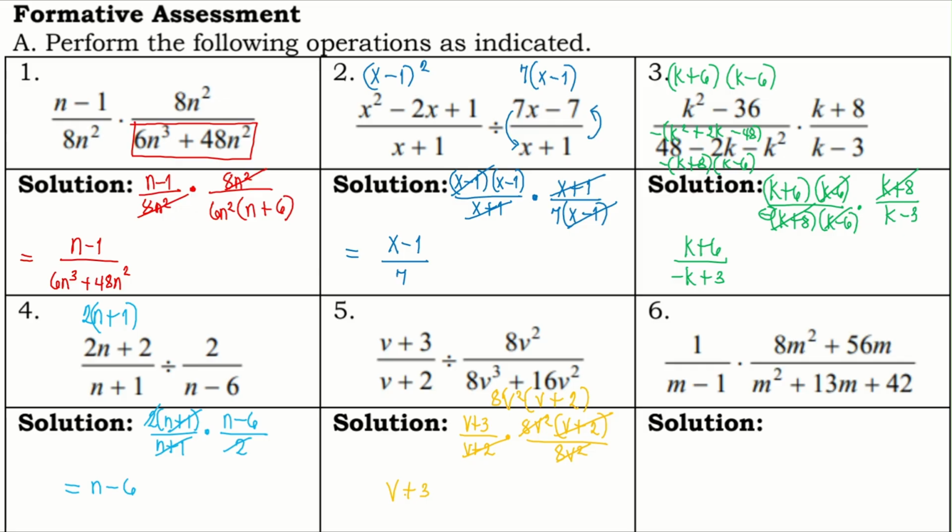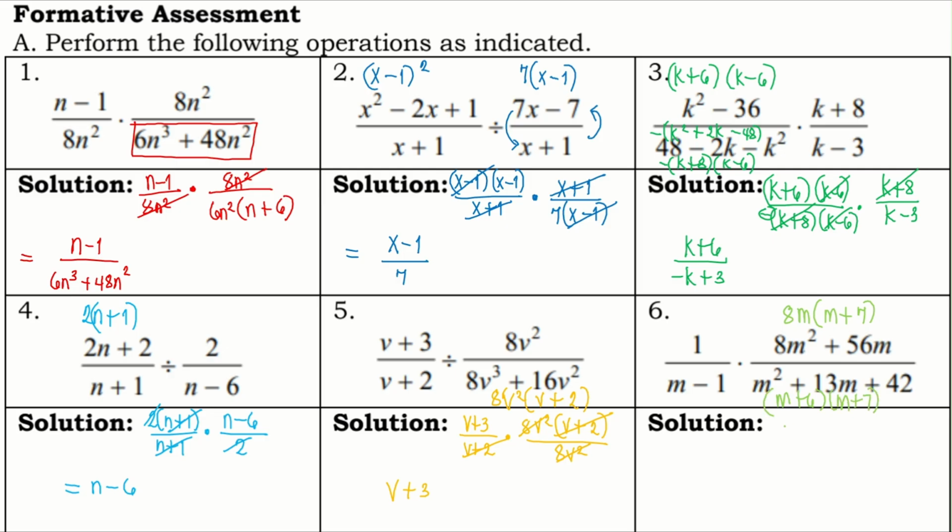Okay, and then number 6, we get 1 over m minus 1 times 8m squared plus 56m over m squared plus 13m plus 42. Okay, so again, factor mo na the numerator and denominator. So 8m squared plus 56m will be 8m times m plus 7. And then m squared plus 13m plus 42, that is 6 times 7. So we got m plus 6 and m plus 7.